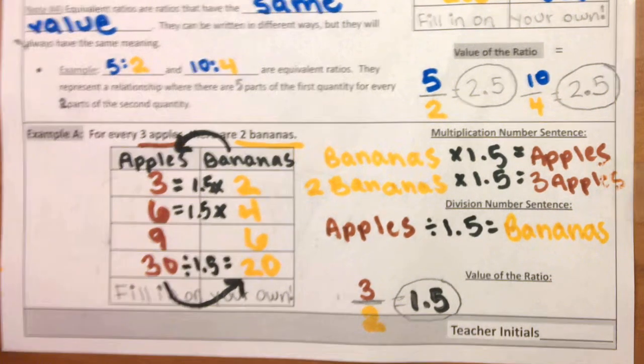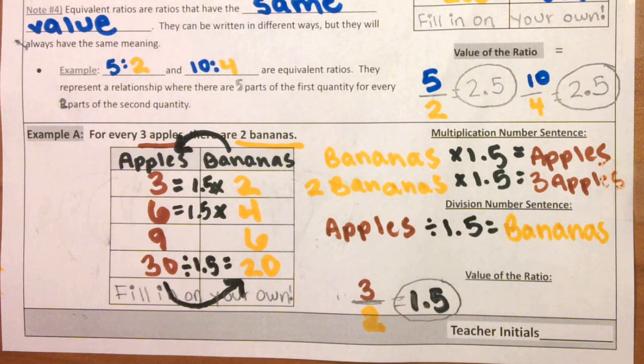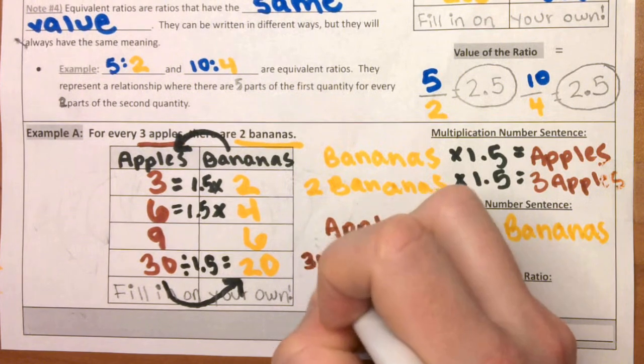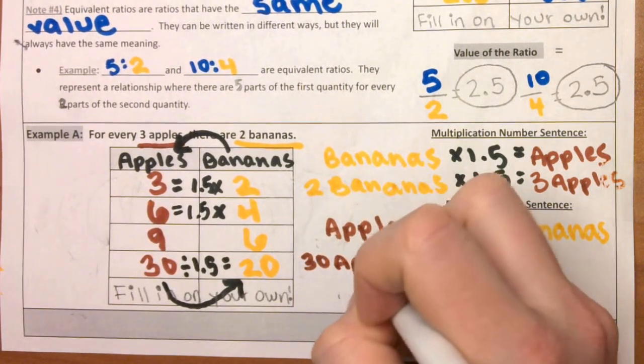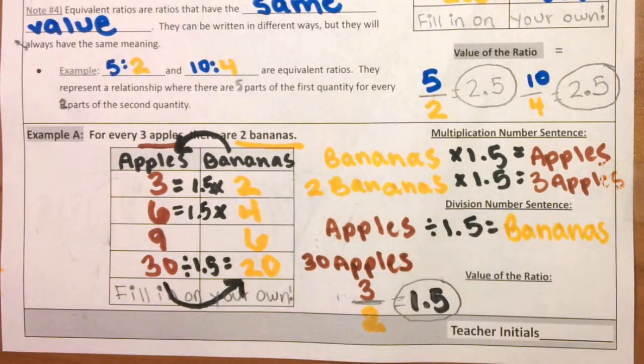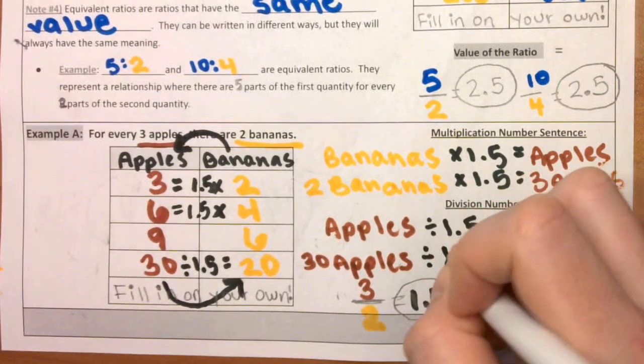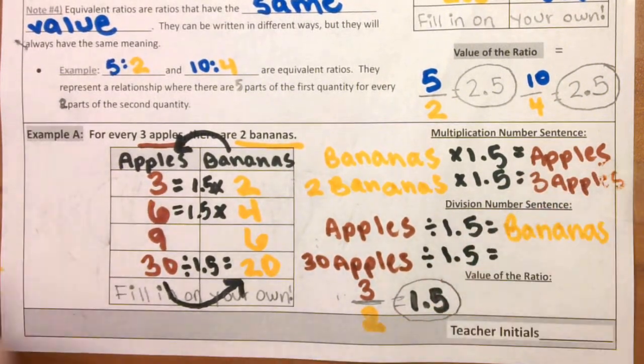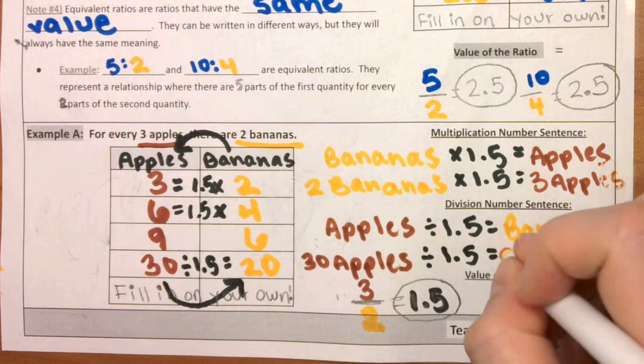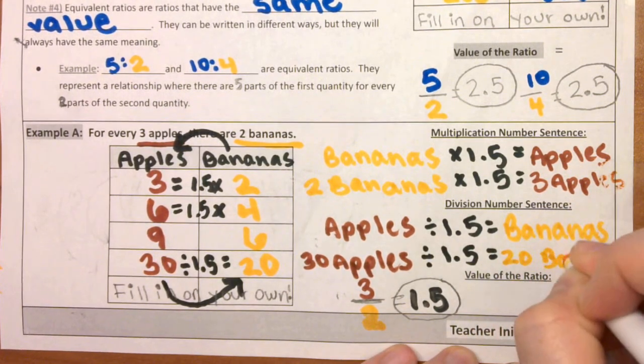And then we can write an example to help justify our answer. So we could say 30 apples divided by 1 5/10 equals 20 bananas.